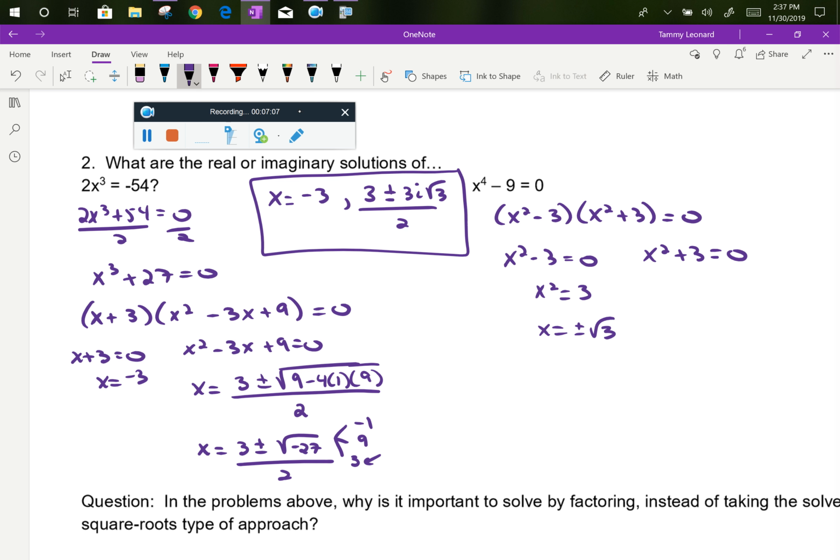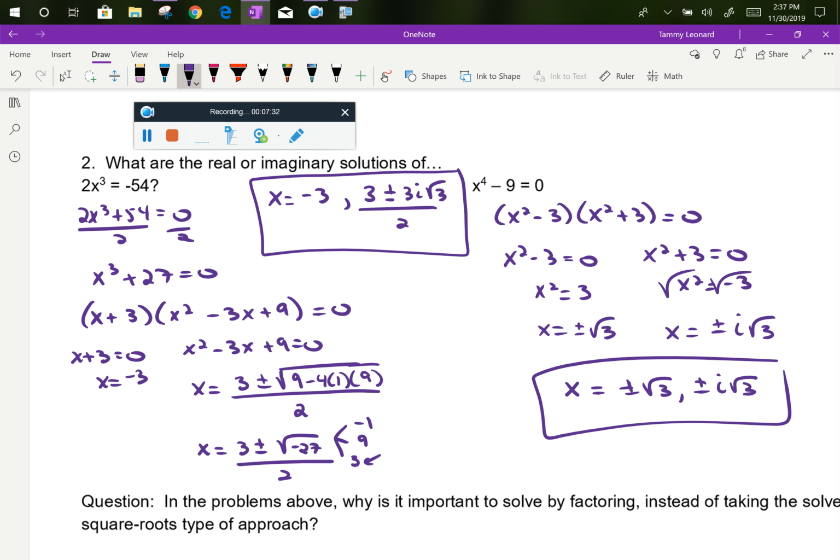In the other problem, we subtract 3 from both sides, and when we take the square root of each side, we're going to get an imaginary answer. So we're going to have x equals plus or minus i root 3. Notice you have 4 answers, and it was a quartic, so you have the right number of solutions. So we have x equals plus or minus the square root of 3 and plus or minus i times the square root of 3. 2 real and 2 imaginary answers.